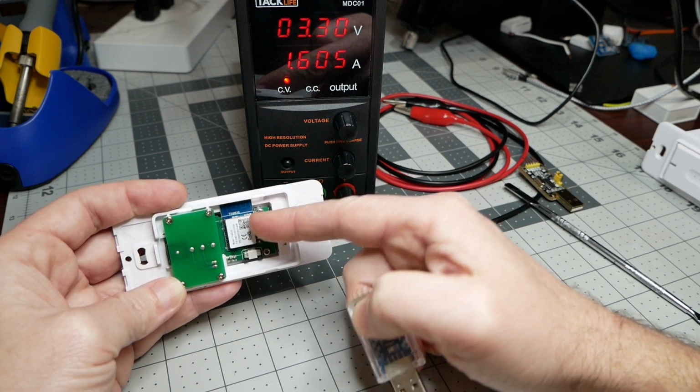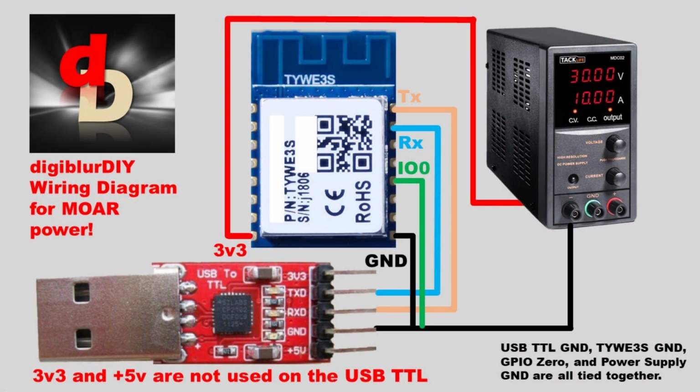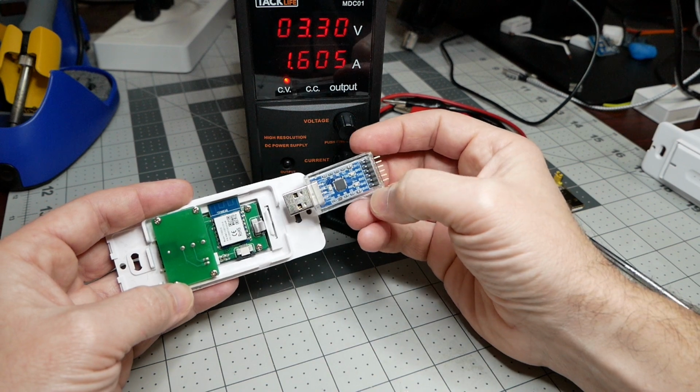So first off, we're going to start with a little wiring diagram, because this is a little different from the way you flash this with a bench power supply. And like I said, you can use some sort of wall wart or something that does 3.3 volts, but I would recommend getting you a bench power supply if you can.